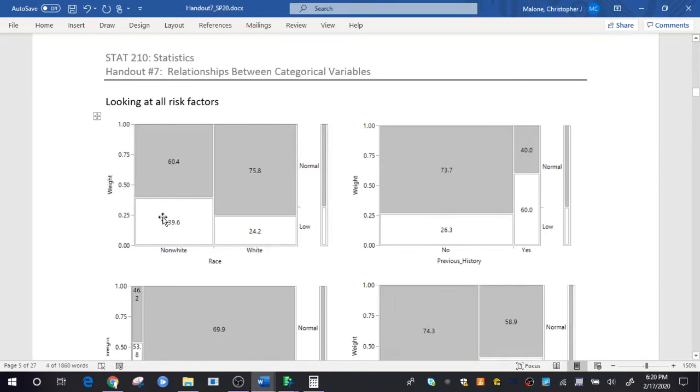So certainly we can see that the non-whites here are on the left side for race. This 39.6%, what that means is that about 40% of non-whites are going to end up with a low birth weight baby. So white boxes indicate low birth. About 40% of the non-whites were of low birth, whereas for the whites, that drops clear back to about 25%, 24.2%. So we can definitely say that non-whites are more likely to end up with a low birth weight baby than whites are.